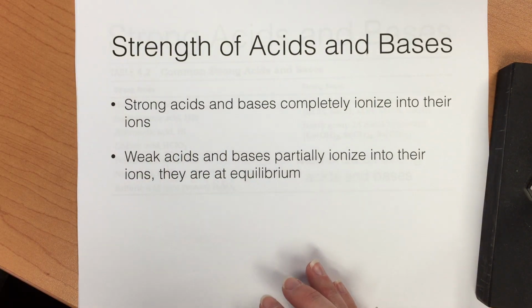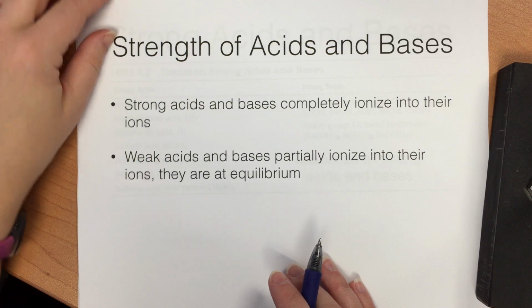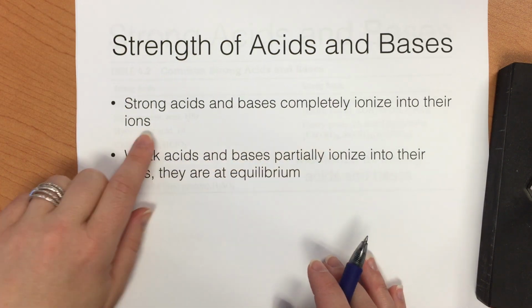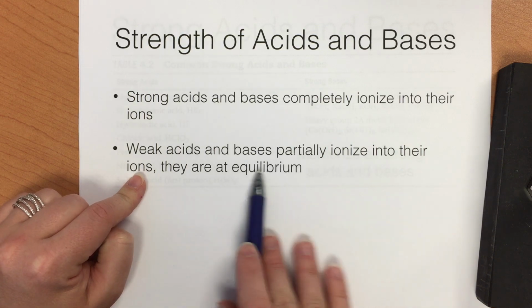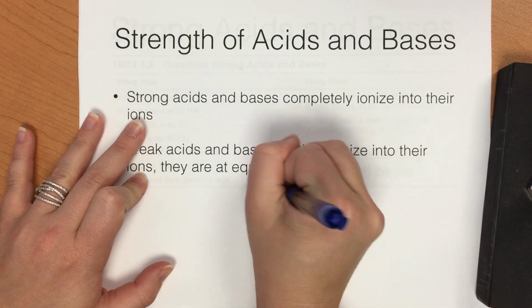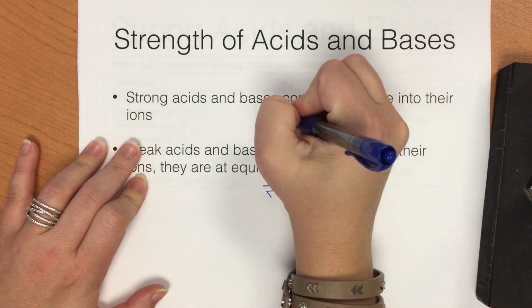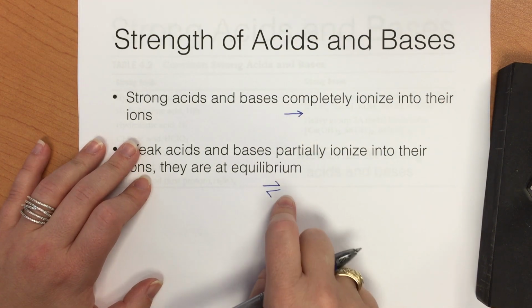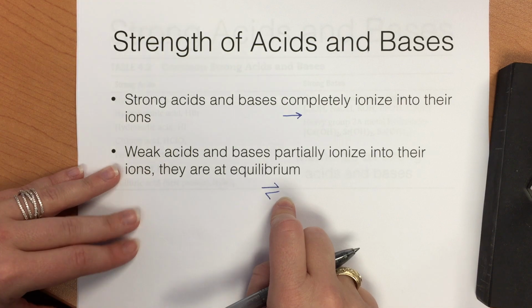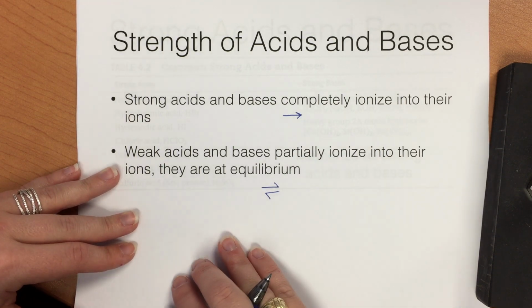So acids and bases come in different flavors, and so strong acids and bases completely ionize, where a weak acid and base partially ionizes. So the equilibrium arrows look like this, and the strong acids and bases will have one direction arrows. And so we can tell the difference if we look at them in an equation based on which of these arrows are present.